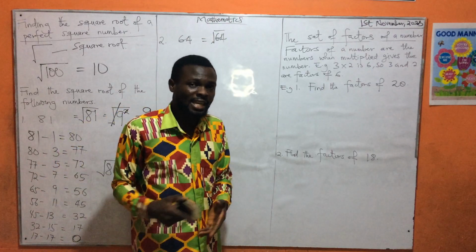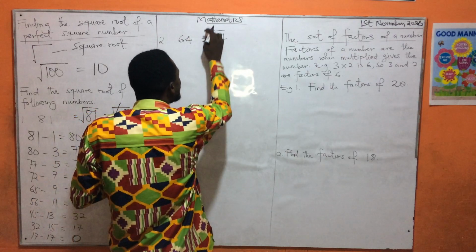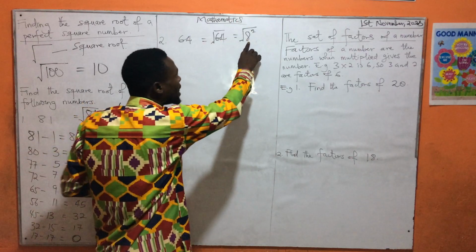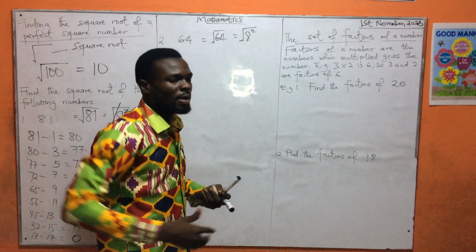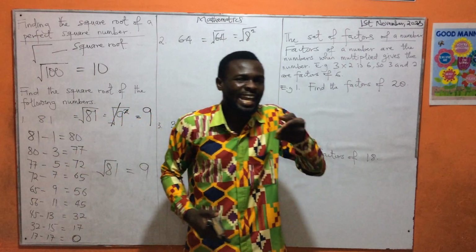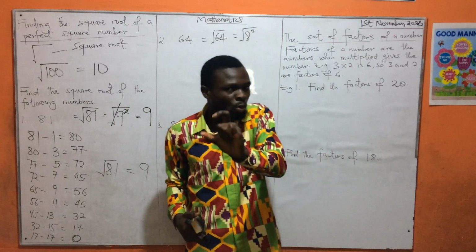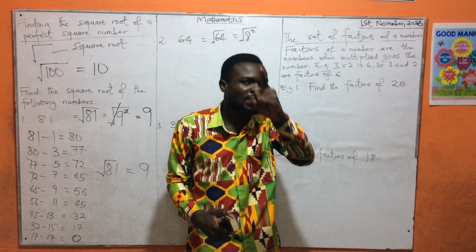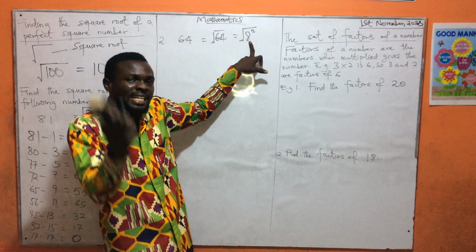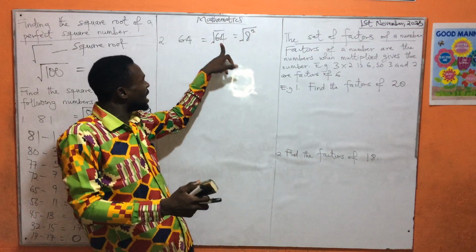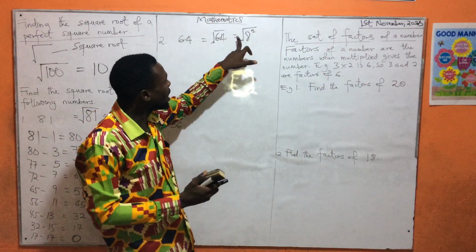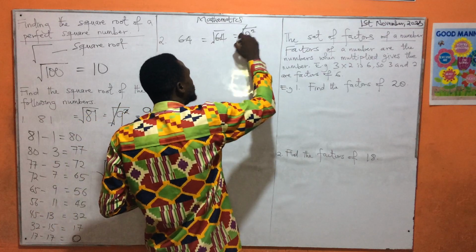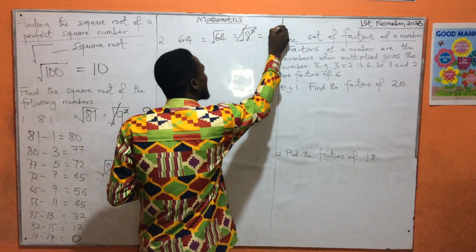So since 8 times 8 is 64, then we can rewrite this as the square root of 8 squared. Why is it 8 squared? Because it is 8 times 8. Remember, we said that a perfect square is the square of an integer. So if 8 is an integer, then the square of 8 gives me a perfect square, which is 64. So now that I have the square root of 8 squared, I will not hesitate to cancel the square root by the square. And that gives me an answer of what?